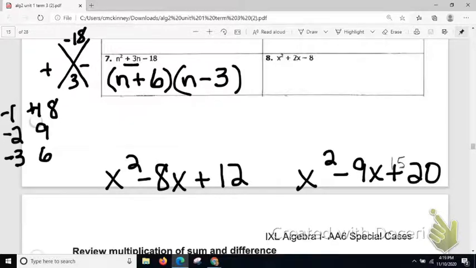That way when I add them together to check my answer, remember that shortcut, 6 and negative 3 makes positive 3. 6 times negative 3, negative 18.